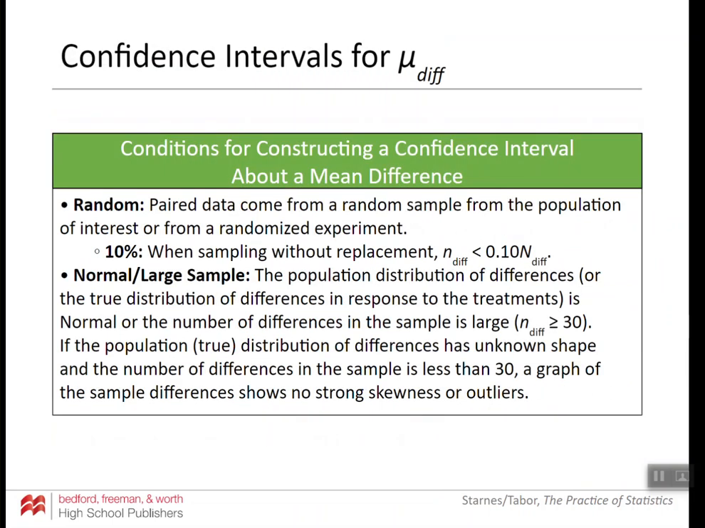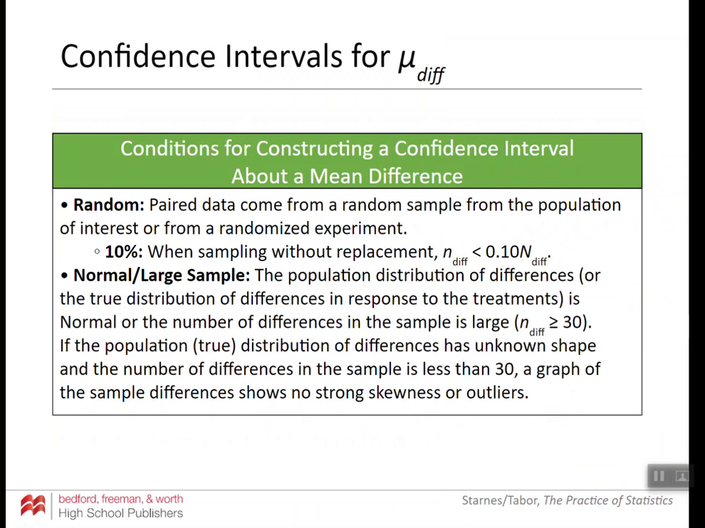So first we're going to look at confidence intervals. If you're constructing a confidence interval for a mean difference, you've got our 3 normal conditions. Random. The paired data has to come from a random sample of the population or from a randomized experiment. You've got the 10% condition, where the sample size has to be less than 10% of the population. And then you have the normal or large sample.